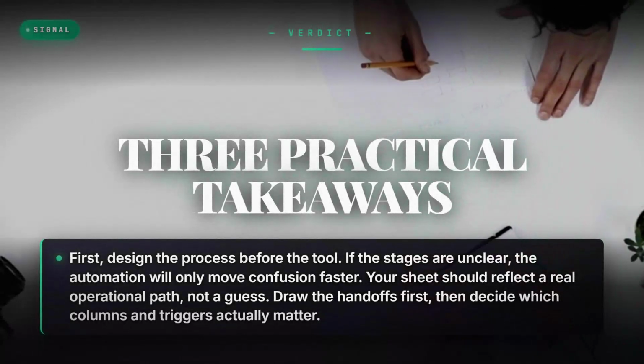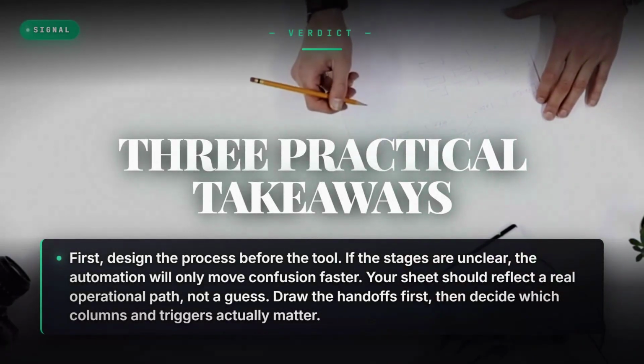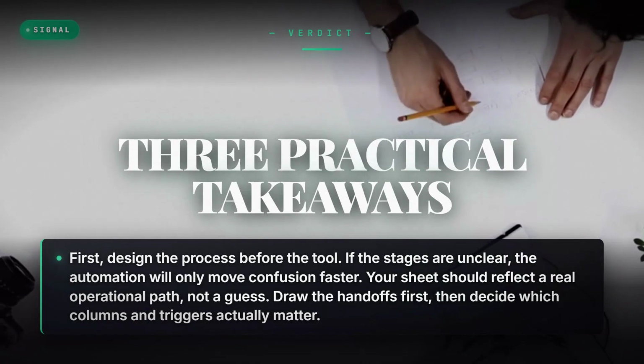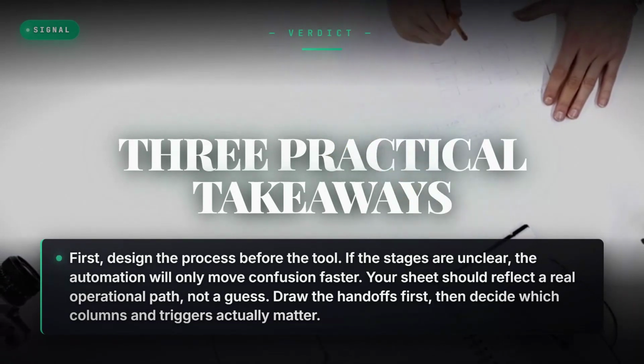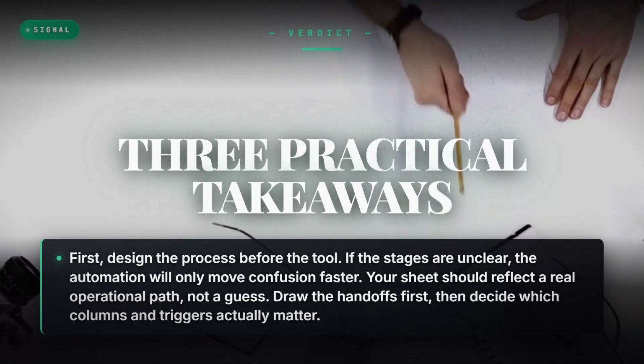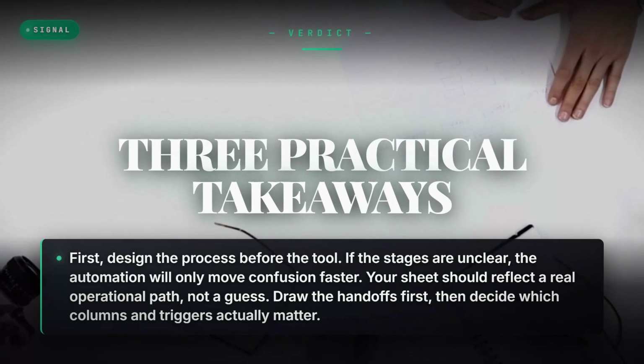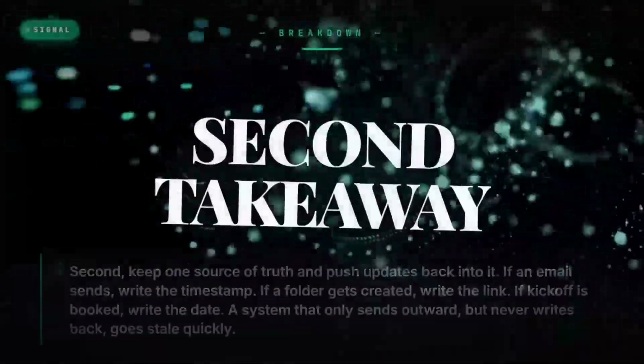First, design the process before the tool. If the stages are unclear, the automation will only move confusion faster. Your sheet should reflect a real operational path, not a guess. Draw the handoffs first, then decide which columns and triggers actually matter.